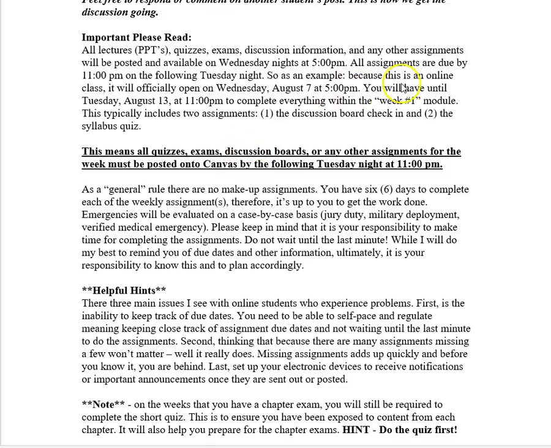So here's an example. Because it's an online class, and here's where we're reading right now, we're going to open it on Wednesday the 7th, and you'll have until Tuesday the 13th at 11 p.m. to do everything in the week 1 module. And what's in there? The discussion board check-in and the syllabus quiz. That's all you need for the first week. Does that make sense? Week 2 will have similar, week 3, and I'll show you what it looks like.